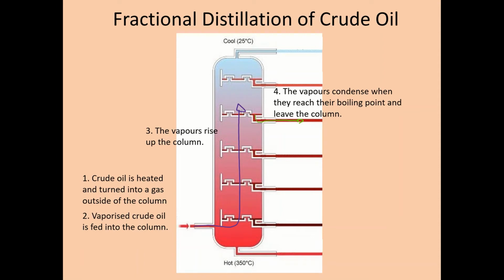Okay, so you may know that the shorter hydrocarbons have got a lower boiling point and will therefore be collected at the top of the column, where the temperature is lower. This is because they are gases at high temperatures and will only condense into a liquid when the temperature is low enough.